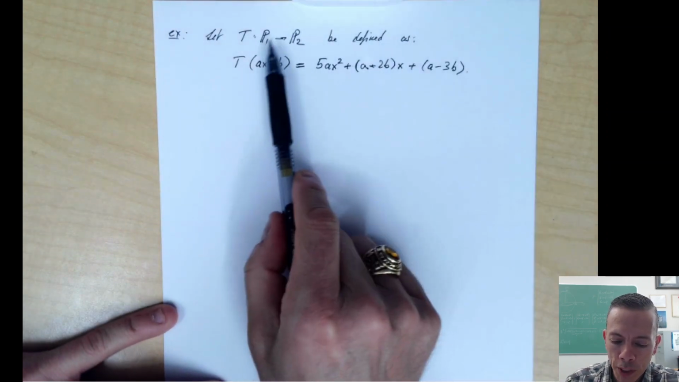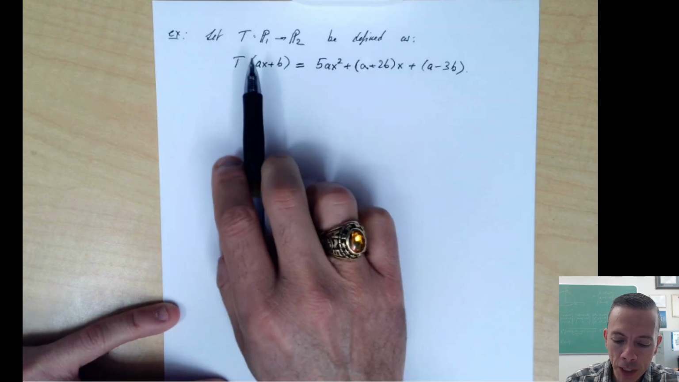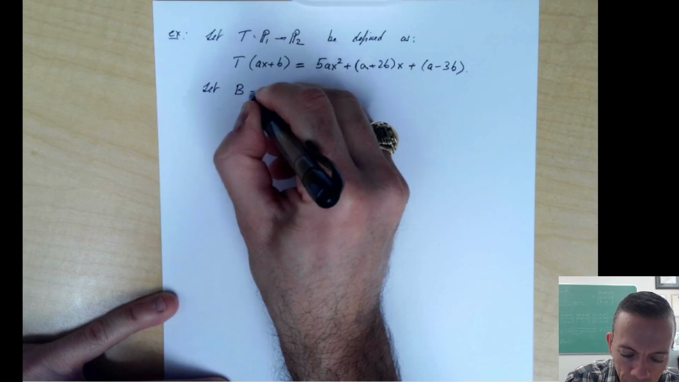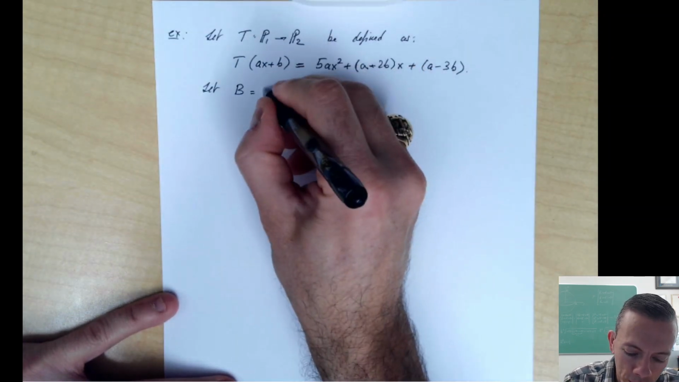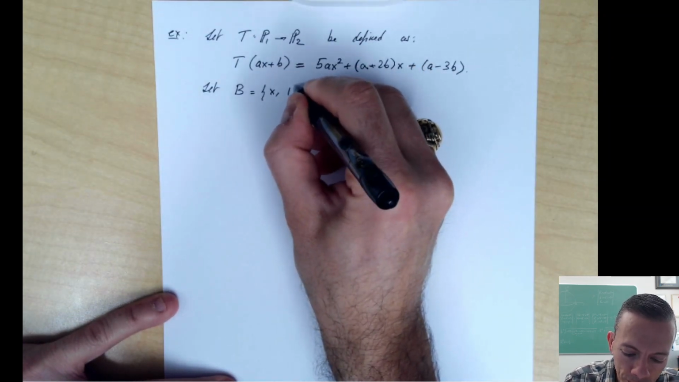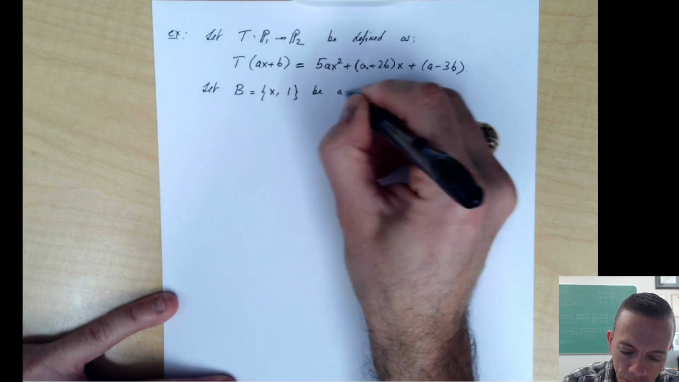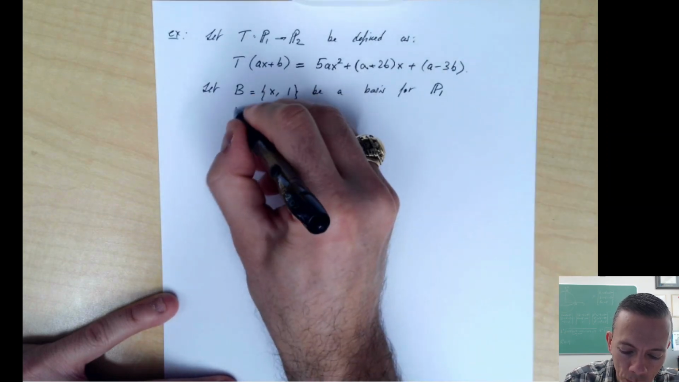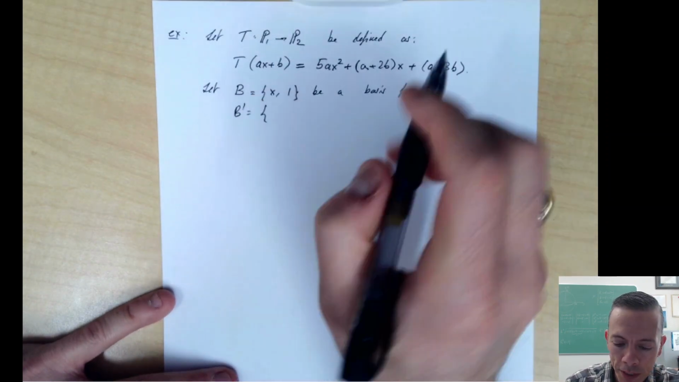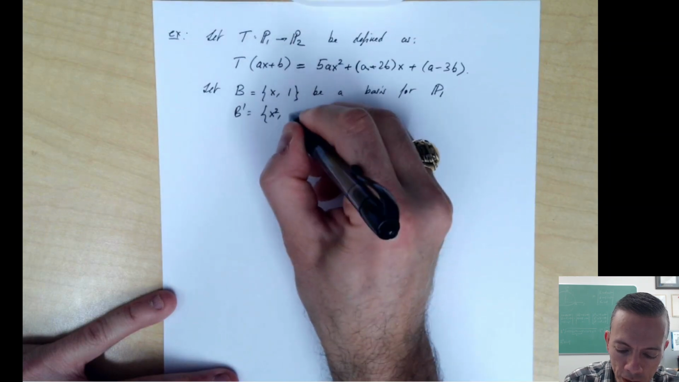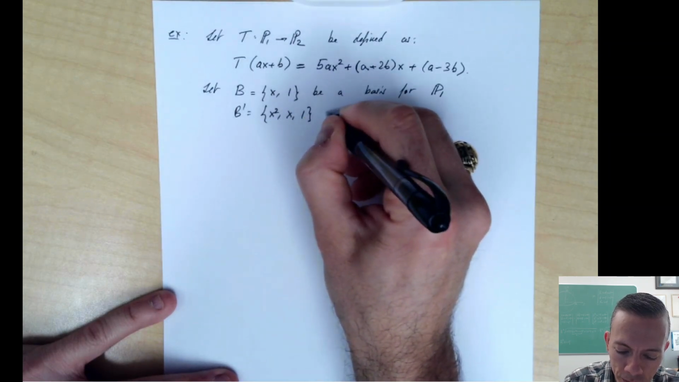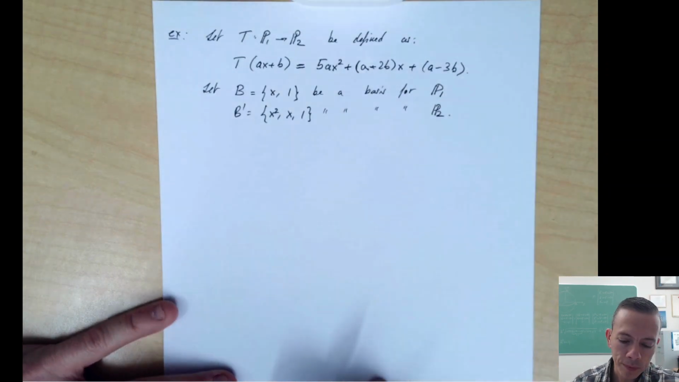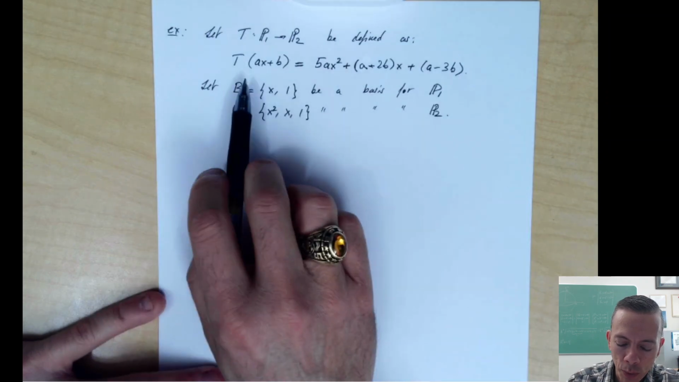So we're going to choose a basis for P1 and a basis for P2 and find the matrix representation of T. So let's take B equals the canonical basis x, 1, and we'll take B prime. We'll also just take the canonical basis for P2, so x squared, x, 1. So we want to find the matrix representation of T.